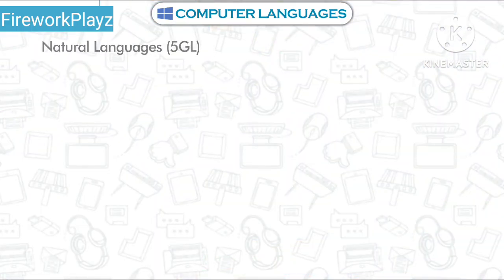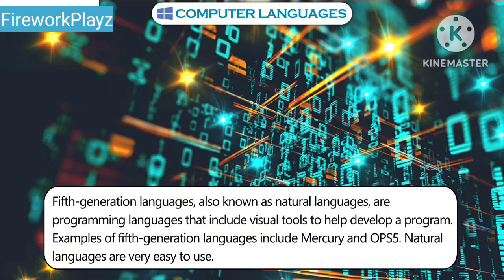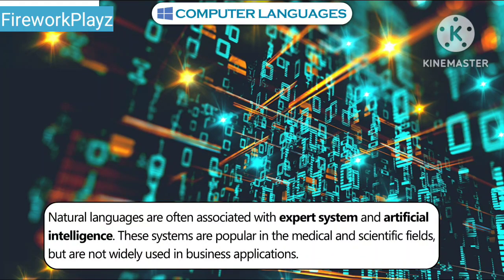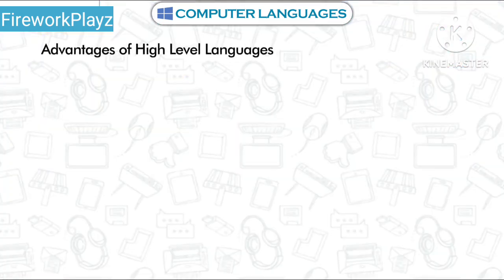Natural languages, 5GL. Fifth generation languages, also known as natural languages, are programming languages that include visual tools to help develop a program. Examples of fifth generation languages include Mercury and OPS5. Natural languages are very easy to use. Natural languages are often associated with expert system and artificial intelligence. These systems are popular in the medical and scientific fields, but are not widely used in business applications.